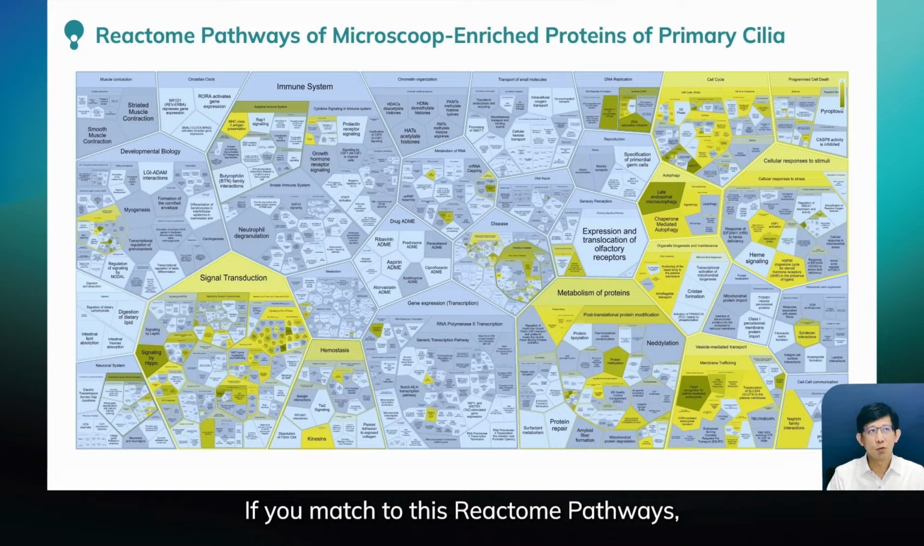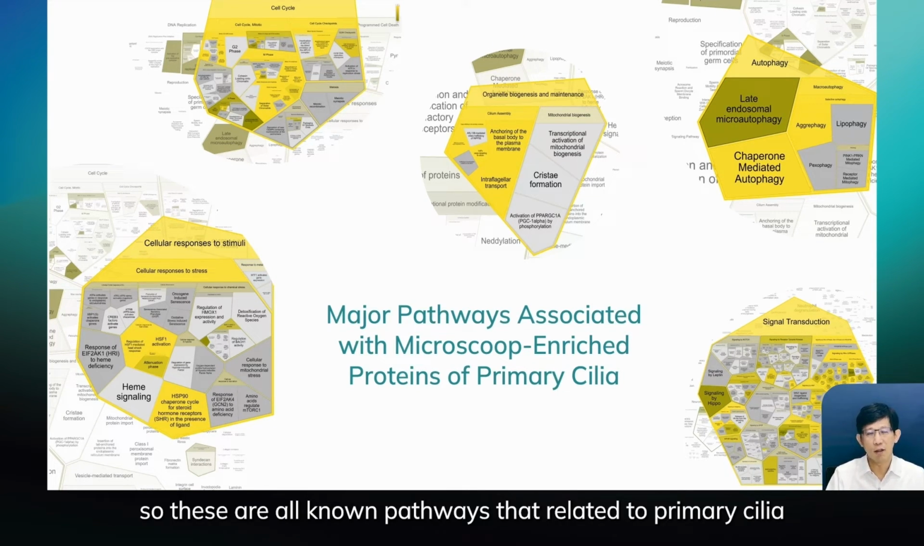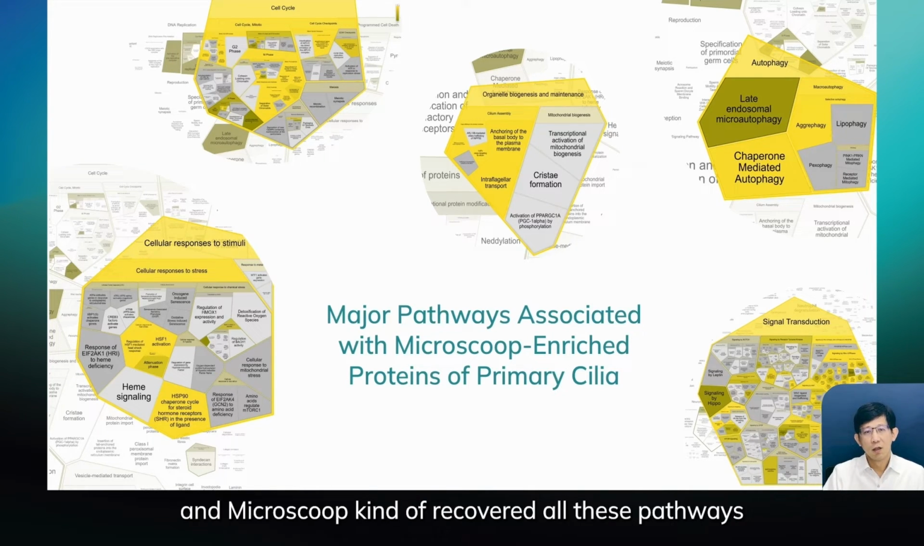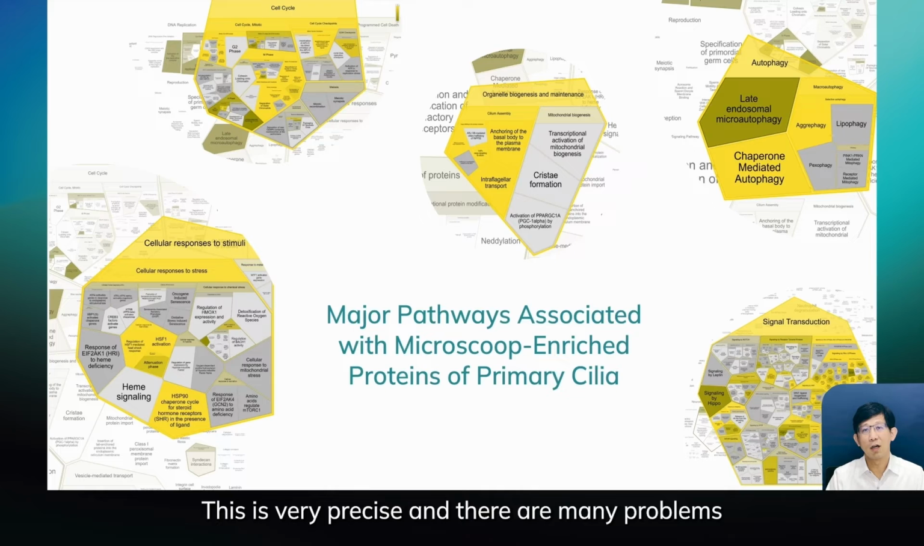If you map to these Reactome pathways, you can see that many of the pathways are exactly what the primary cilia is involved in. If you zoom in more, you can see in the middle intraflagellar transport, on the right autophagy. So these are all known pathways related to primary cilia. And the microscope kind of recovers all these pathways by this light-induced biotinylation way. And then this has become very precise, right, on many problems that can be studied using this method.